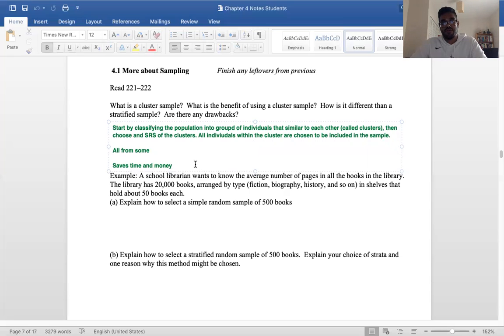Okay. So an example of this would be, we could divide the school. So write this down. So we could divide school by classrooms, right? And then take an SRS of all classrooms and use all the individuals within the SRS.